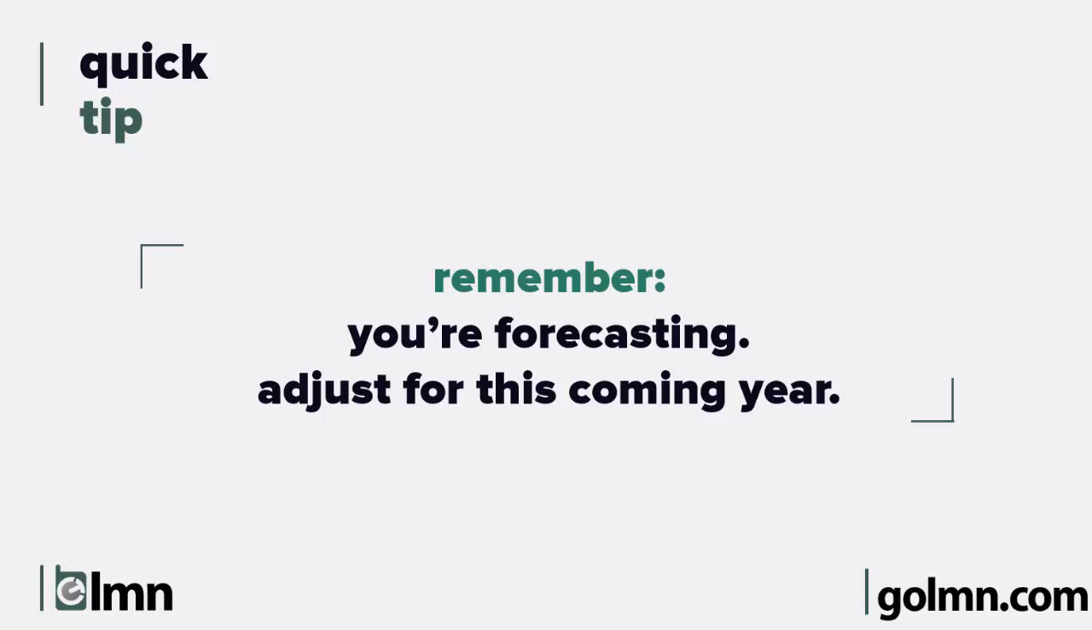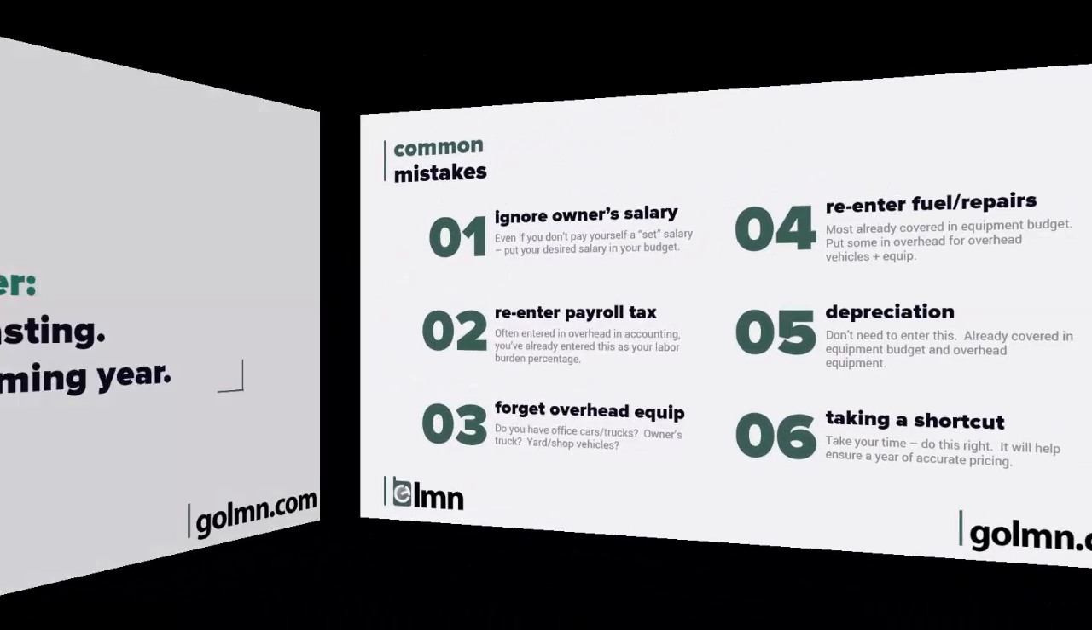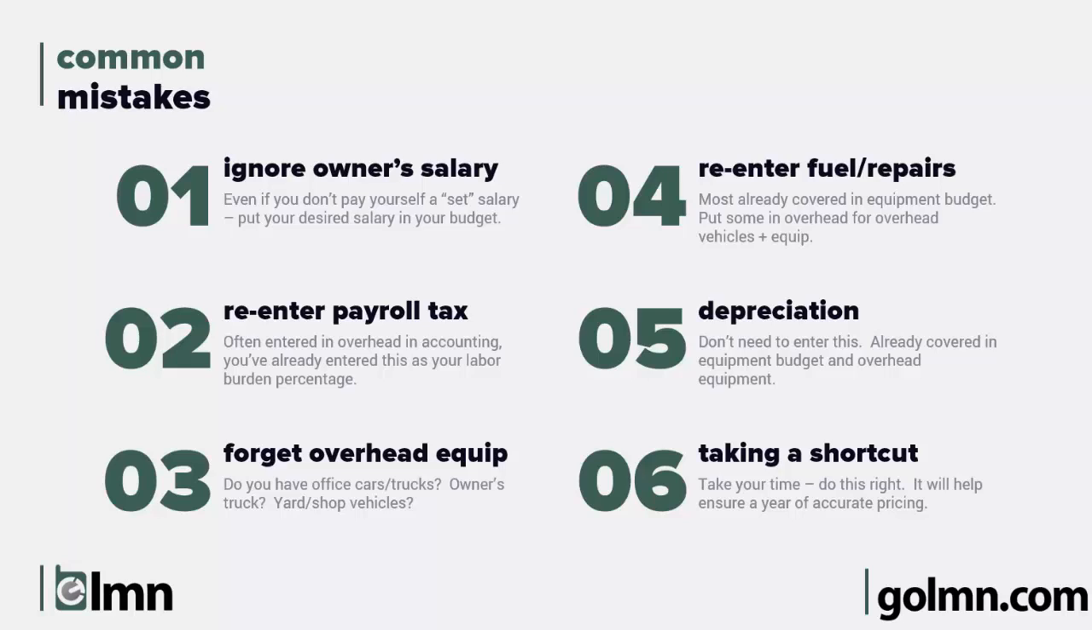There's also a bunch of common mistakes we see when people are building their overhead budgets. So we thought before we jump into the budget, we'd take a few minutes and go through the 6 biggest mistakes to make sure that you don't make them when you're building your overhead budget. The first, and maybe even the most common mistake, is ignoring owner's salary.